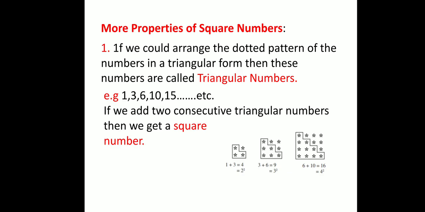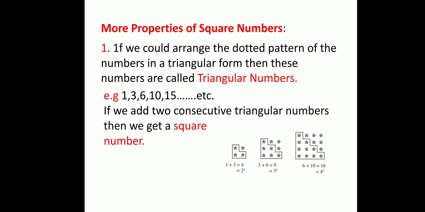And if I am adding two consecutive triangular numbers, like it can be seen in the pattern also, 1 plus 3 will give you 4. 1 and 3 together are making a square, so it is a square number that is equal to 2 square, that is equal to 4. Likewise, in the second pattern, if I am arranging the two triangular numbers 3 and 6 in the form of a square, then I will be getting a square number, that is 9, which is equal to 3 square.